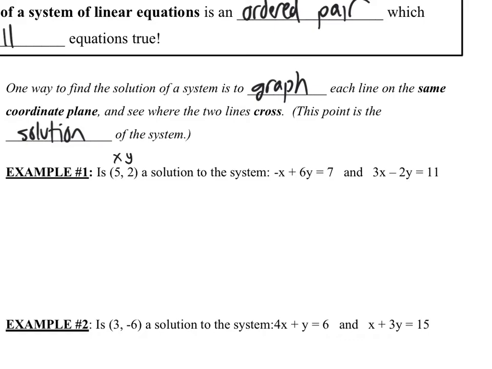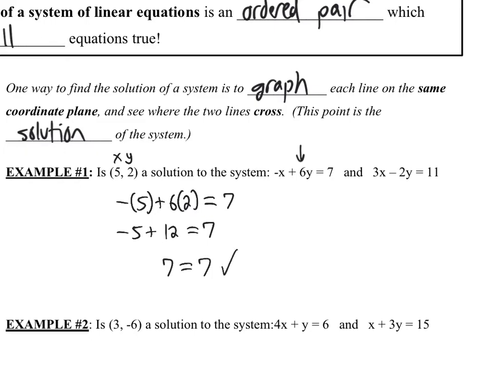All right, so we're going to plug in these for x and y. So I have negative. I like to use parentheses whenever I plug something in. So we have -(5) + 6 times y, which is 2, equals 7. We're checking this first equation right here. All right. Now I'm going to write the rest of it. -5. 6 times 2 is 12. What's -5 plus 12? That is 7. And does 7 equal 7? It does. So this equation is good.